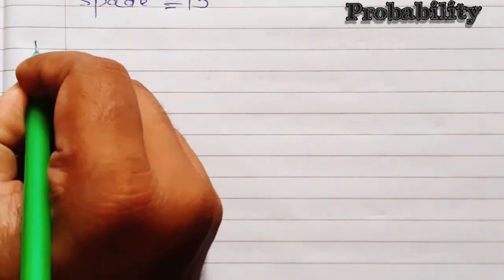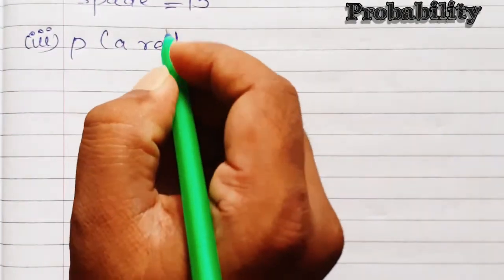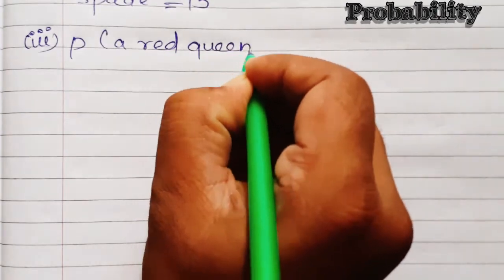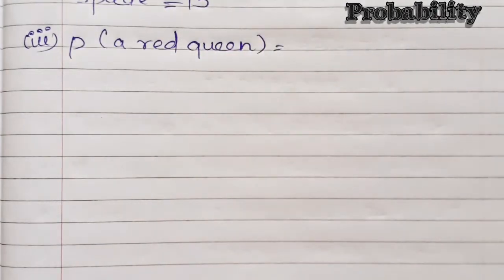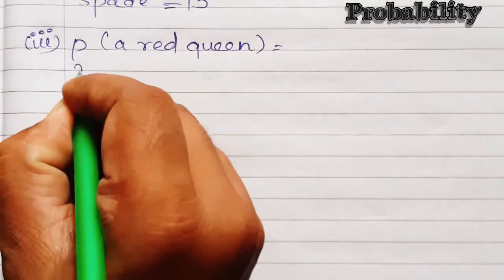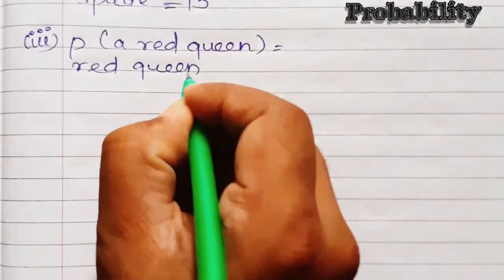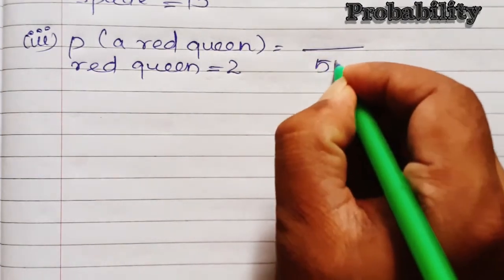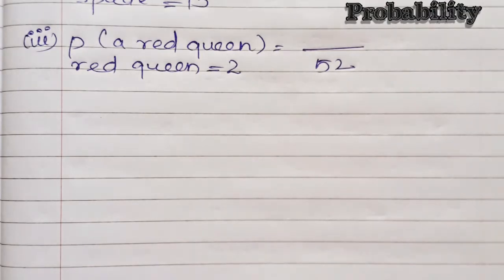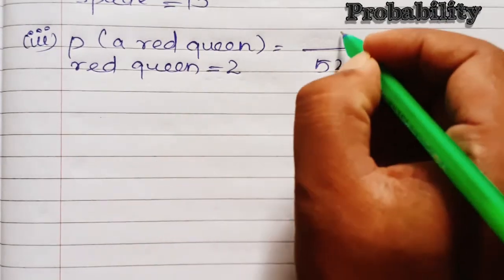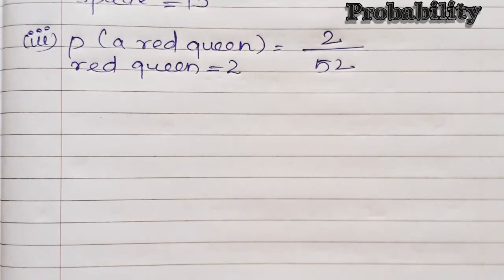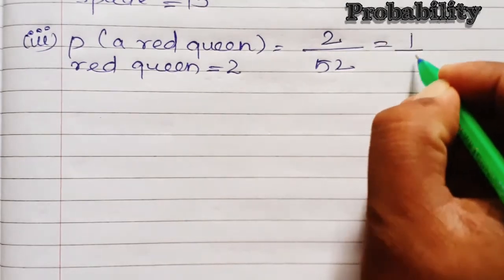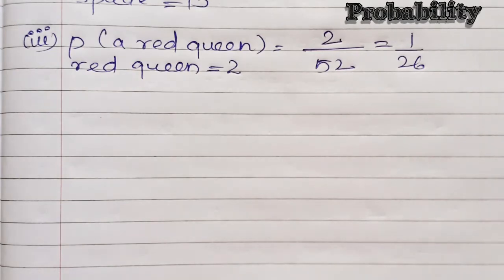Now next is the probability of a red queen. It means red color queen. So how many red color shapes are there? That is 2 shapes. So red queen will be 2. Now according to that, if I want to find the probability of a red queen, the total number is fixed. That is, the total number of cards is 52. And out of that, only 2 cards are red queens. So it is 2 upon 52. So it will be 1 upon 26.